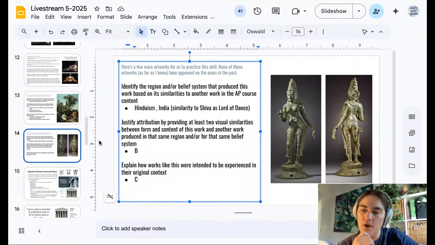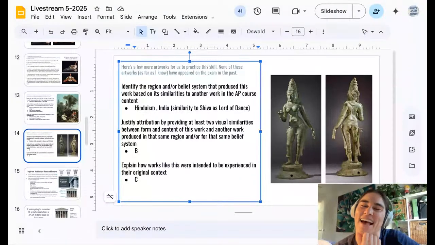Alrighty. Oh my goodness, I'd love to see that comparison and contrast essay. Alrighty. So justify the attribution by providing at least two visual similarities between form and content of this work and another work produced in that same region and or for that same belief system. So how is this artwork similar to Shiva as Lord of Dance or another work of Hindu art?